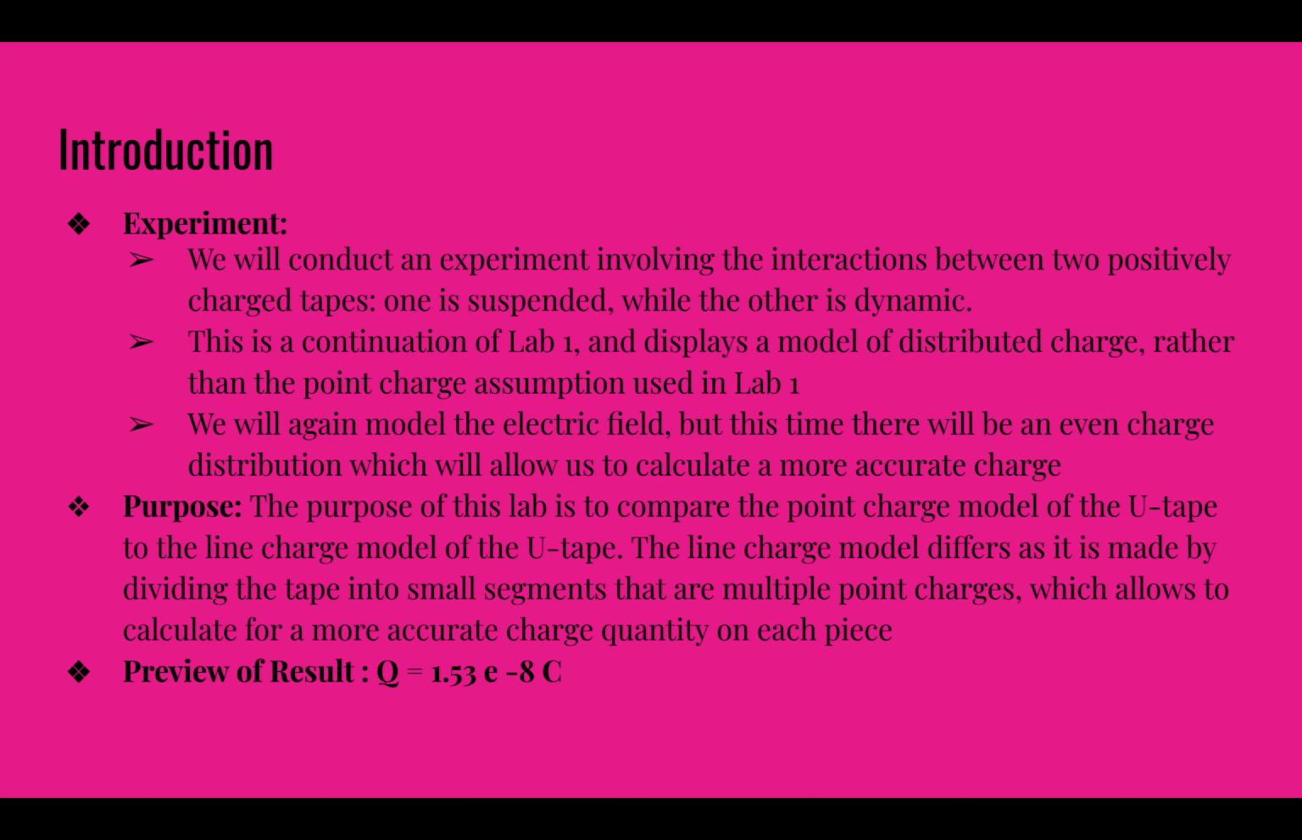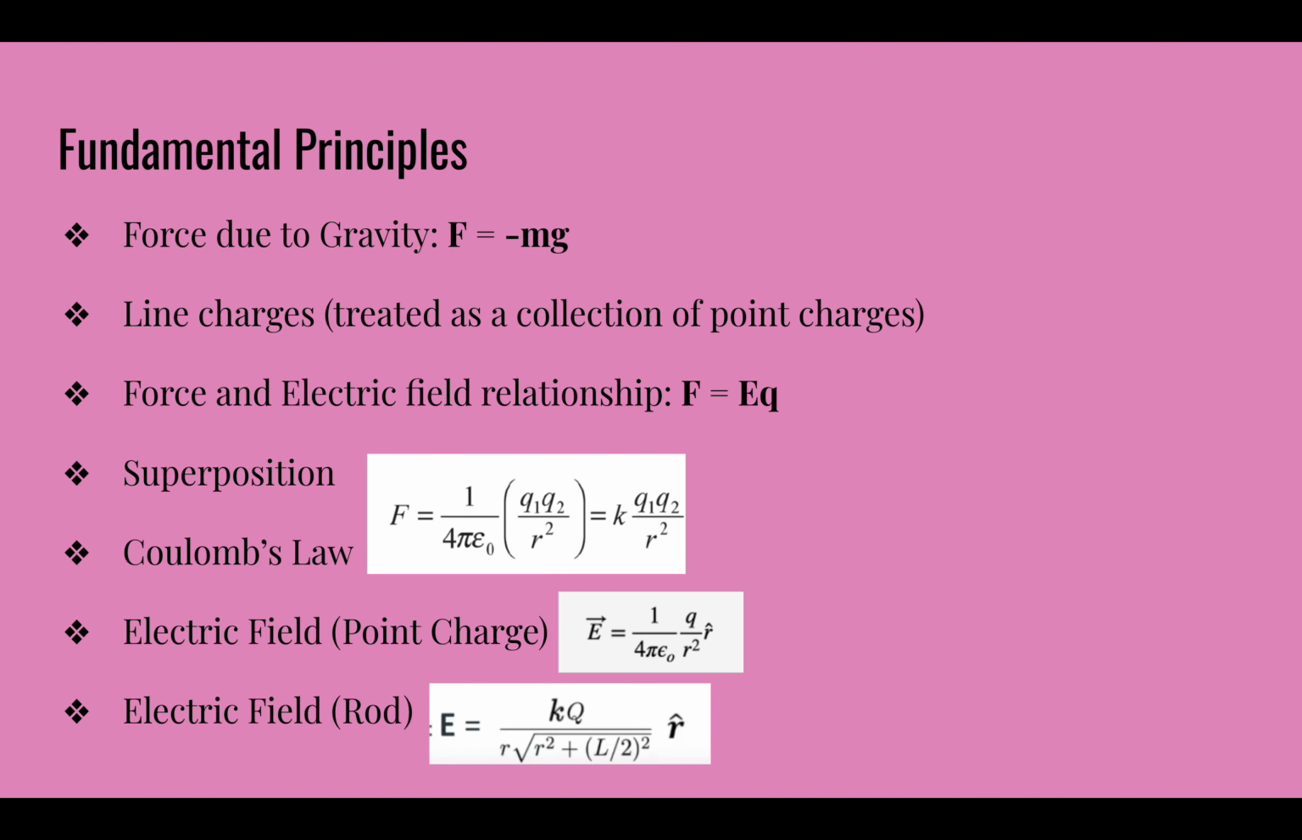The purpose here is we want to compare the point charge model of the U-tape to the line charge model of the U-tape. The line charge model differs as it was made by dividing the tape into small segments that are multiple point charges, which allows us to calculate a more accurate charge quantity on each piece. And just as a spoiler alert, the pre-variable result of our charge on the tape is 1.53 times 10 to the negative 8 coulombs.